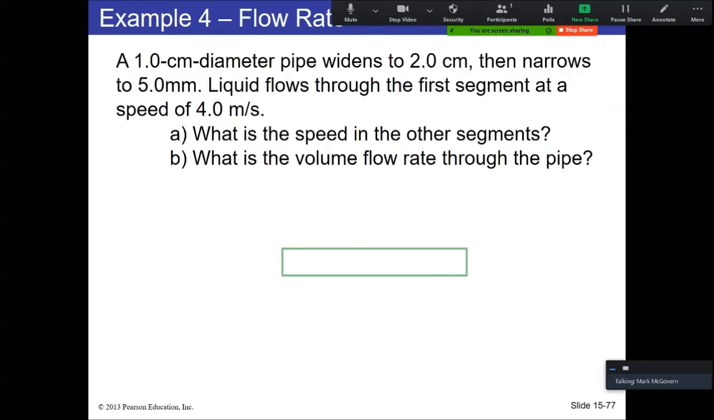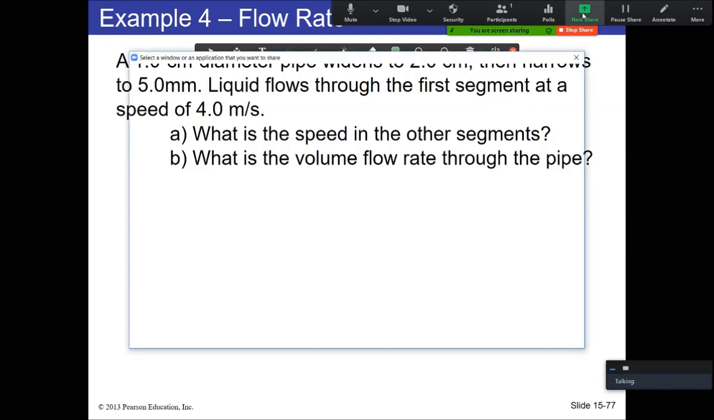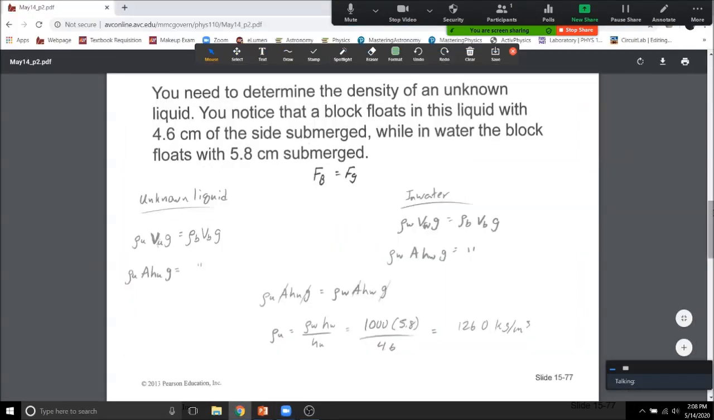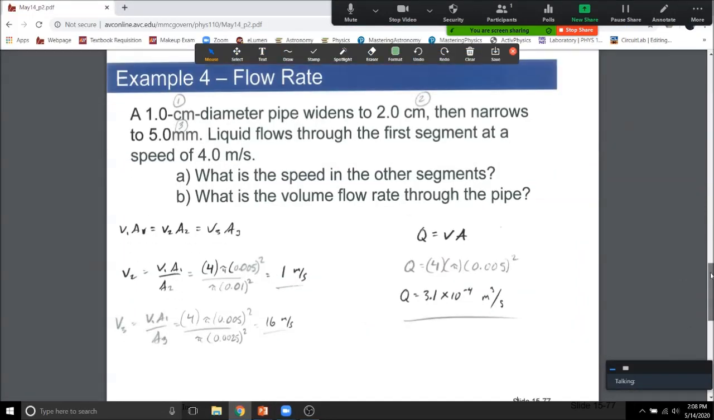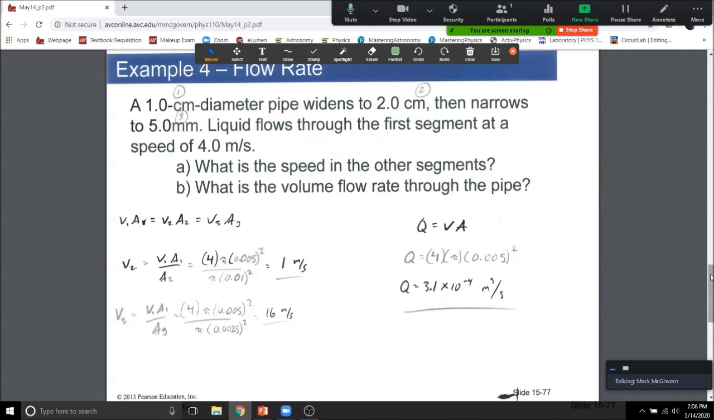So, all right, let's get into a problem here. We've got a 1 centimeter diameter pipe. It's going to widen to 2 centimeters. So that means the cross-sectional area is going to increase by a factor of 4. Remember, it's an area, so if you increase the diameter, that's radius squared, so you're actually increasing the cross-sectional area by 4. And then it narrows down to basically half a centimeter, 5 millimeters, right?